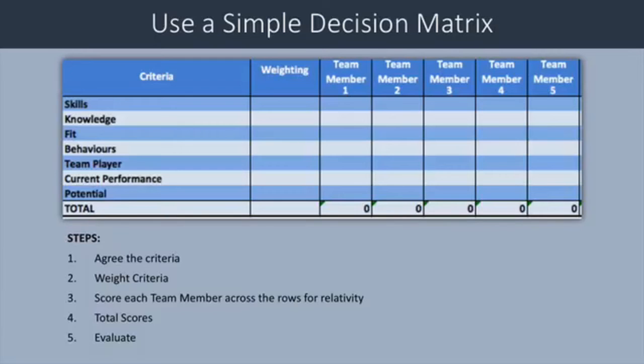So you score each person against their skills, because you want some relativity. This is about relative to each other, so score across, because then you get the relativity right. Total the scores, see what comes up, and then evaluate. You don't always have to go with a higher score, because this is just a simple tool that can help you get some objectivity into your assessment of your team.